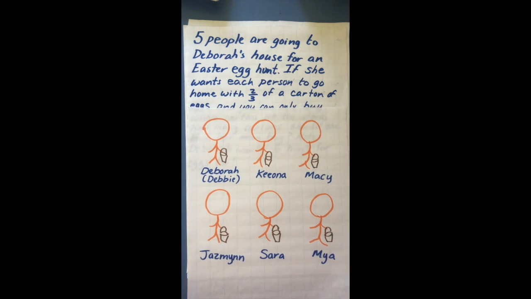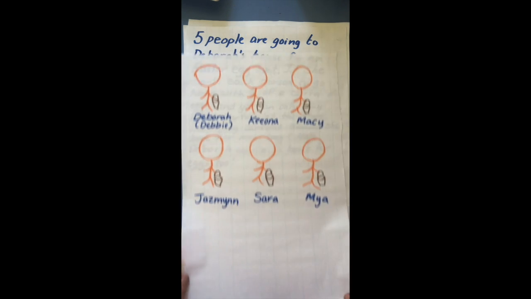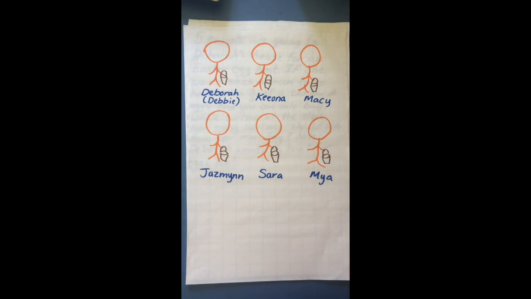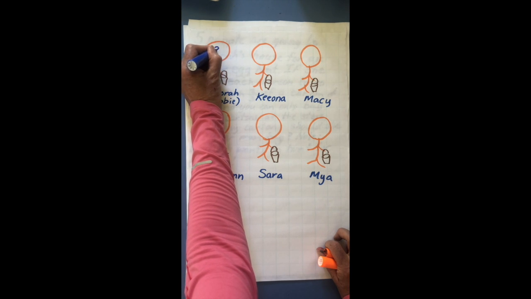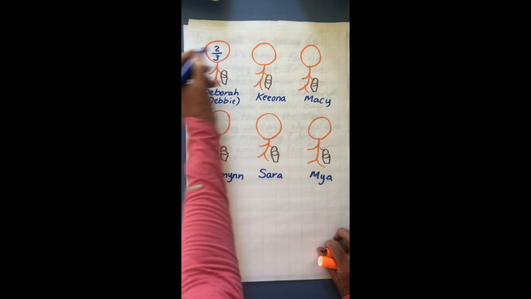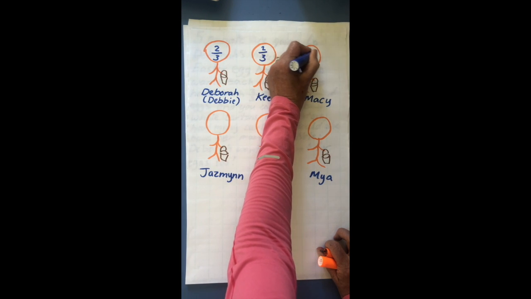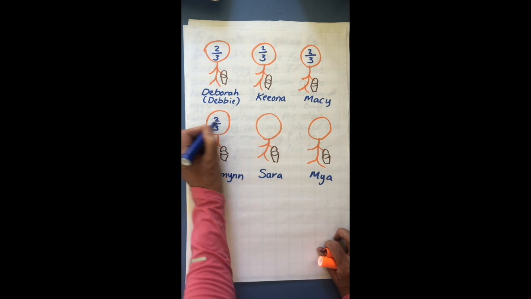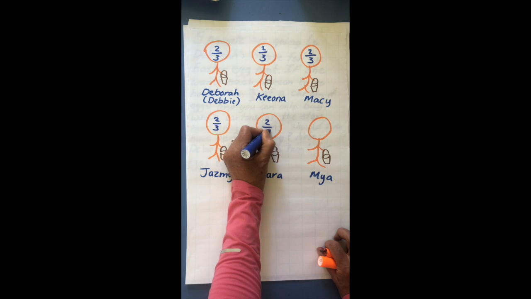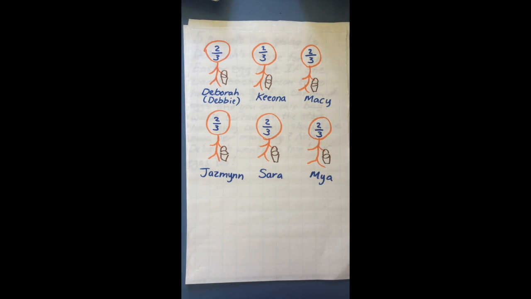So it says she wants each person to go home with 2/3 of a carton of eggs. So all I'm going to do is give each one 2/3. So I'm going to put 2/3 here, 2/3 here, 2/3 here, 2/3 here, 2/3 here, and 2/3 here. Now everyone has 2/3 of a carton of eggs.